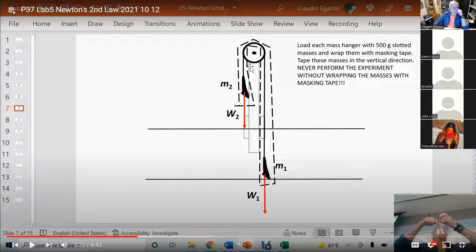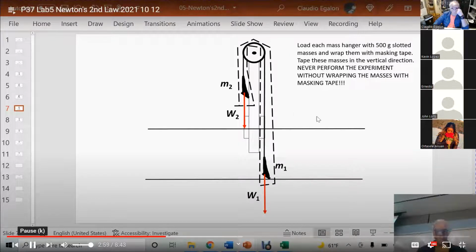And if they are not secure and they fly away to your foot, to your head, to your face, that can make a big damage. That's why we use tape. Now, this experiment is kind of dangerous because if you don't wrap the masses with the tape, as the masses are descending, given acceleration, they can fall apart and fly into your foot. Okay, think about that half kilogram hitting you at a given speed. You don't want that. That's why it's very important for you to wrap the masses in the vertical direction to secure the slotted masses in the mass hanger.